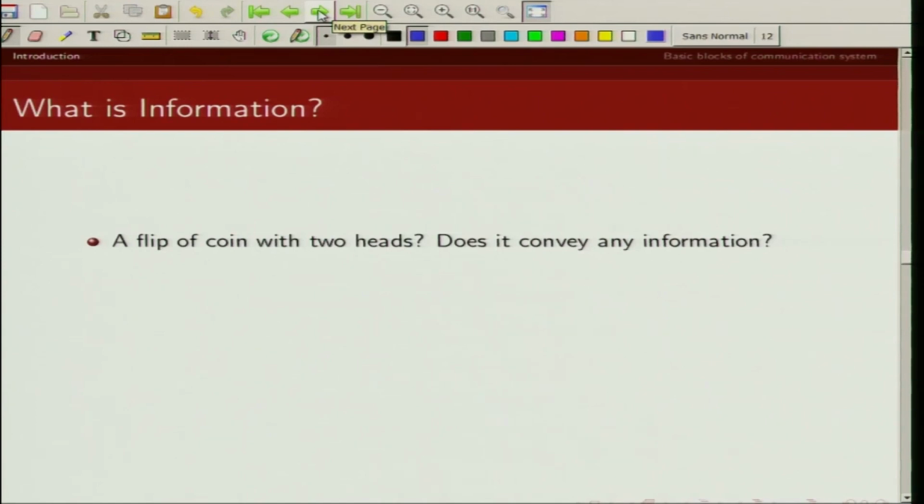Before we go into the block diagram for a digital communication system, let's first intuitively try to understand what information is. I'm giving you an example. Let's say you have a biased coin, a coin which has head on both sides, and I flip this coin and ask you to guess what the outcome is. Does this flipping of the coin convey any information to you?